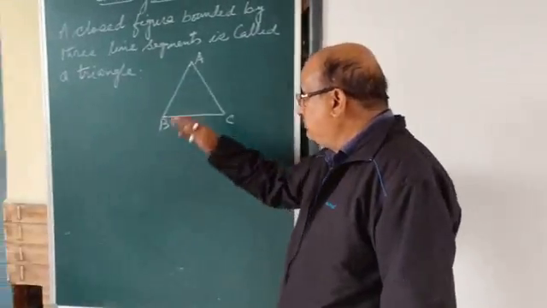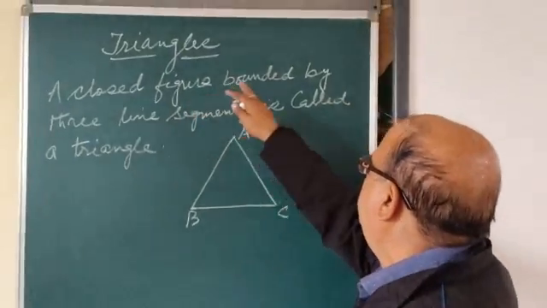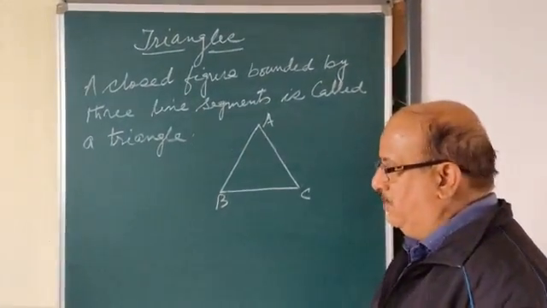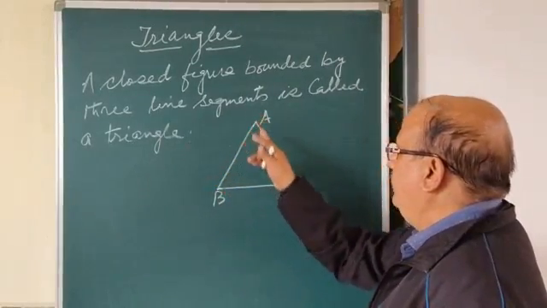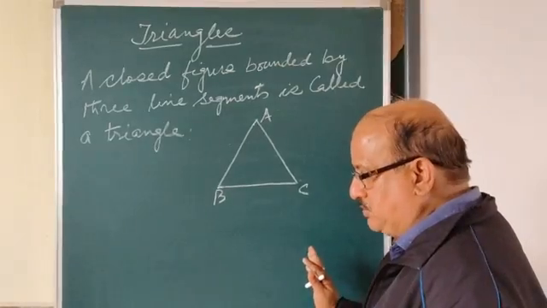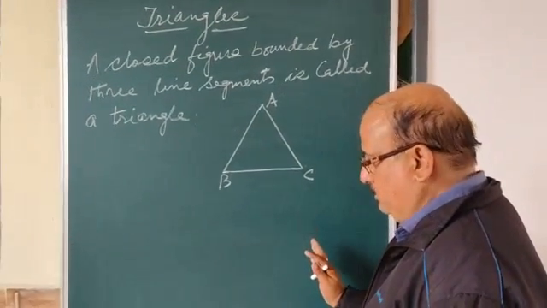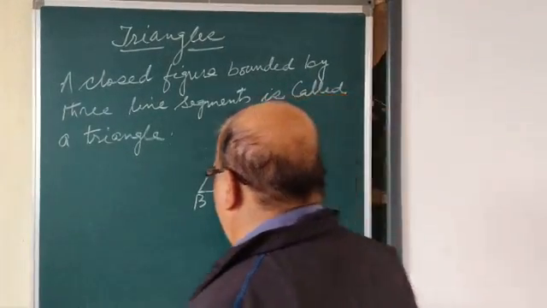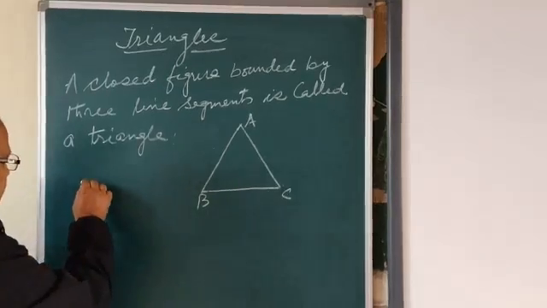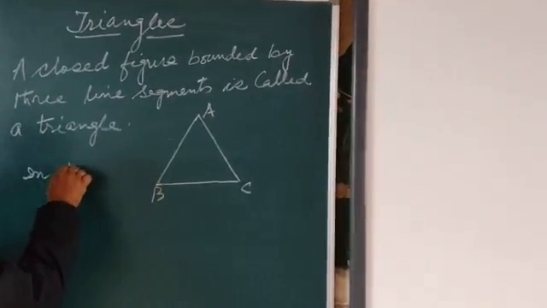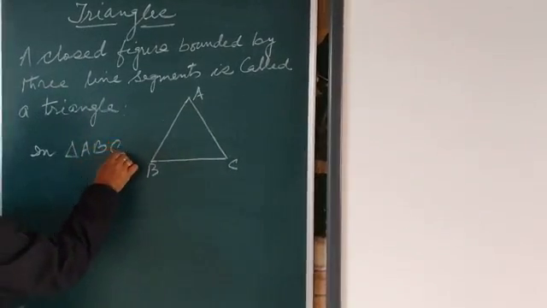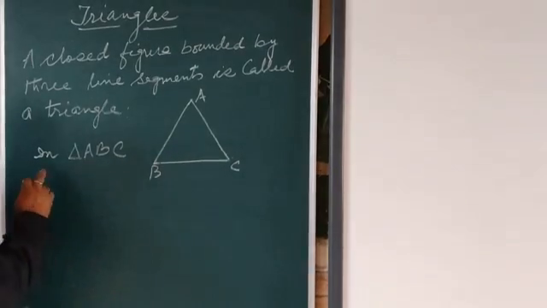So what really is a triangle? A closed figure bounded by three line segments is called a triangle. So we write triangle in the form of triangle ABC. This is the symbol for writing triangle.